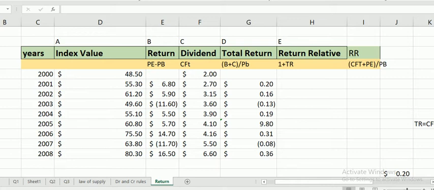This return relative is used in many functions, for geometric means and for arithmetic means. We are using this one, and over there we need positive values. So the main aim of the return relative is just that we want to get a positive value.